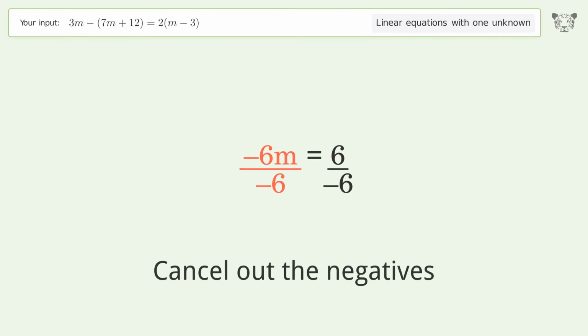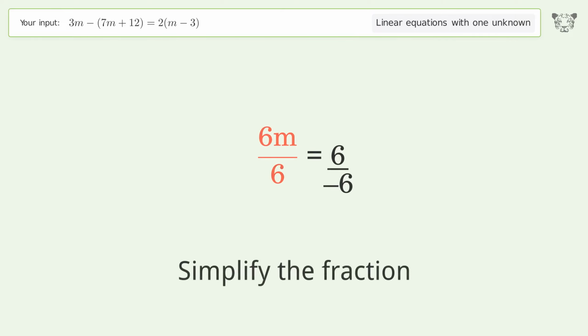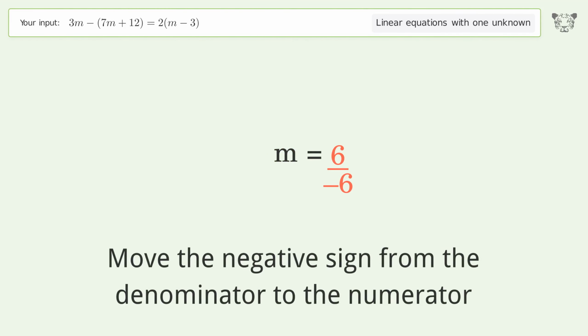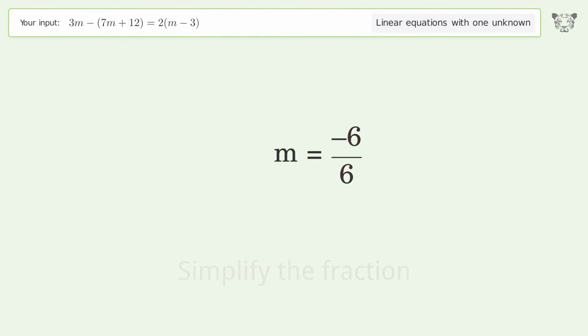Cancel out the negatives. Simplify the fraction. Move the negative sign from the denominator to the numerator. Simplify the fraction. And so the final result is m equals -1.